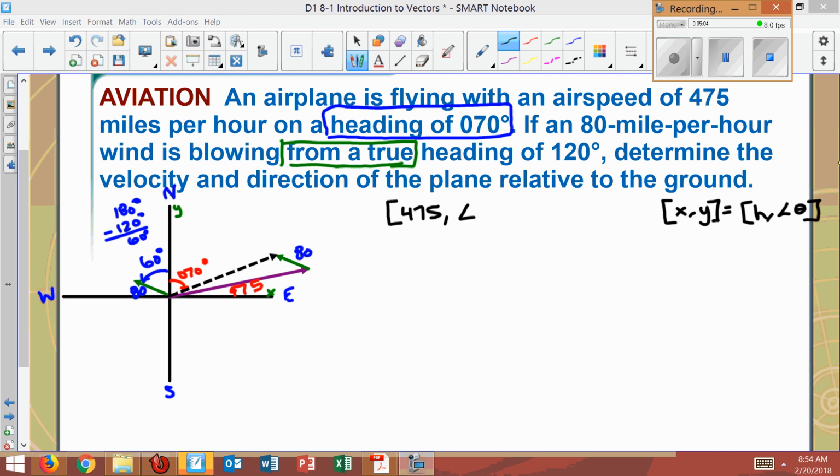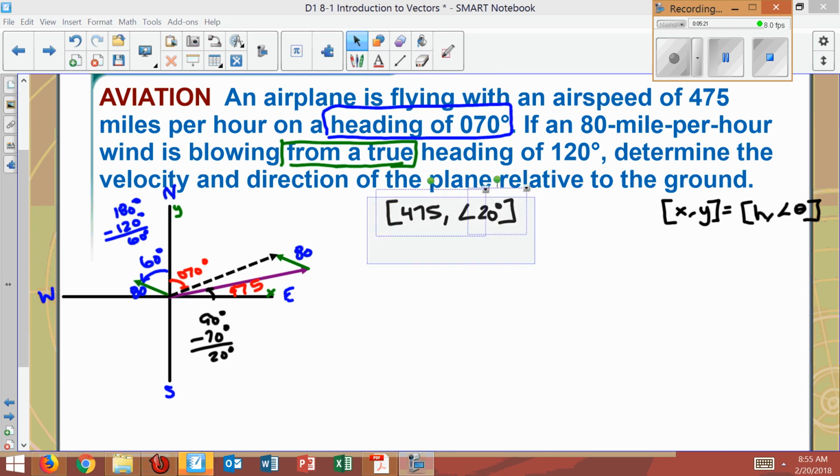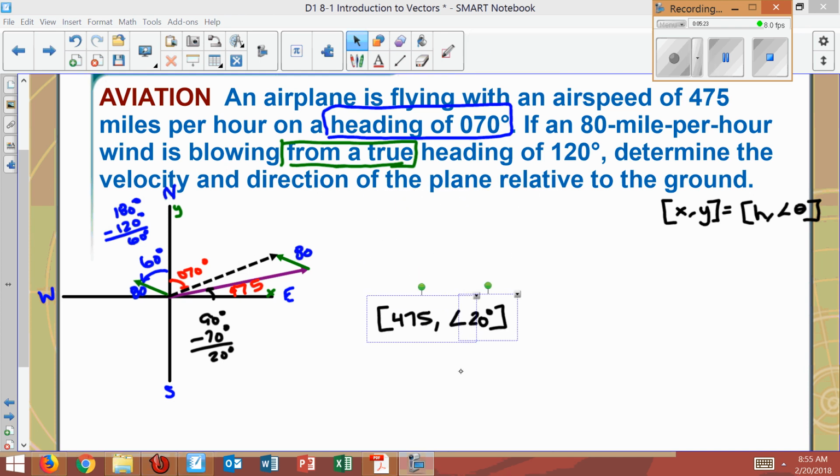You would then have to ask yourself, well, from the x-axis, how many degrees is it this way? Well, if that is 70, and there's 90 in here, what you do is you'd say that's 90 degrees minus 70 degrees, which gives us 20 degrees. So this would be my first angle there. So that's one vector. Now what we do is we would add it to the second vector.